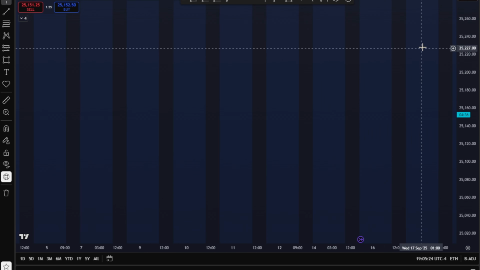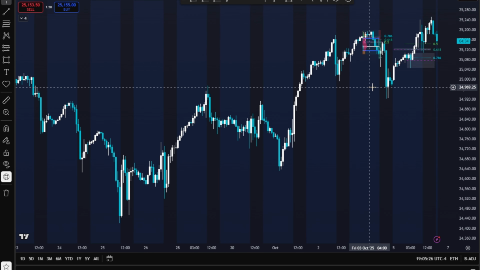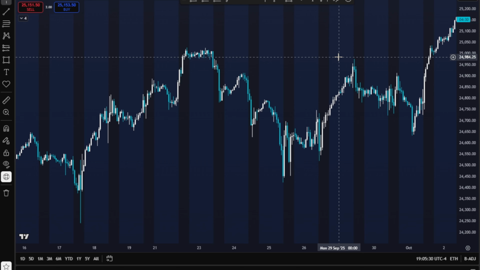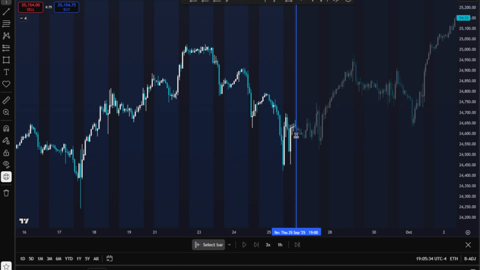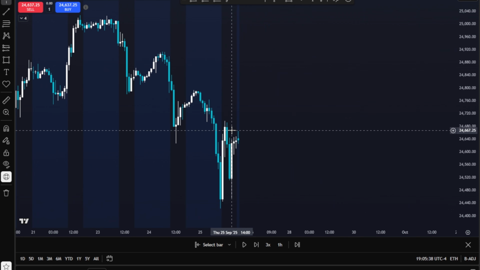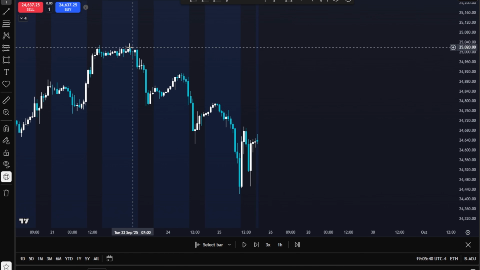Okay. Now let's take a look at the past few days. Let's just take a random day and we can take a look. So let's take this day here. This is September 25th. We have a clear downtrend move.